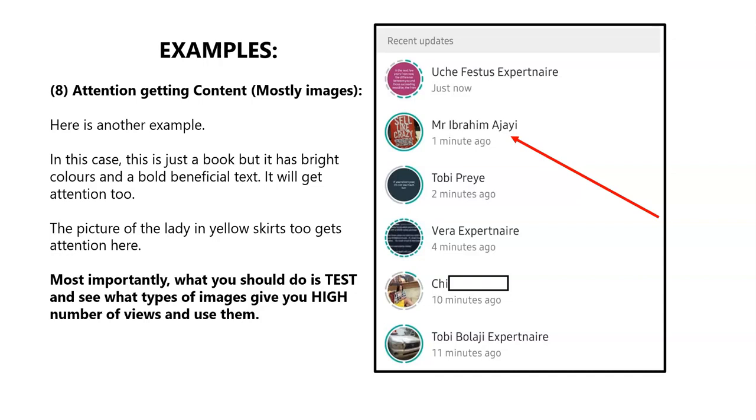But most importantly, what you should do is test. That is the most important thing. Just test and see what types of images give you a high number of views on your WhatsApp status. So when you find out the type of images that work for your audience on WhatsApp, then just make sure you use more of those type of images often when you post on your WhatsApp status.